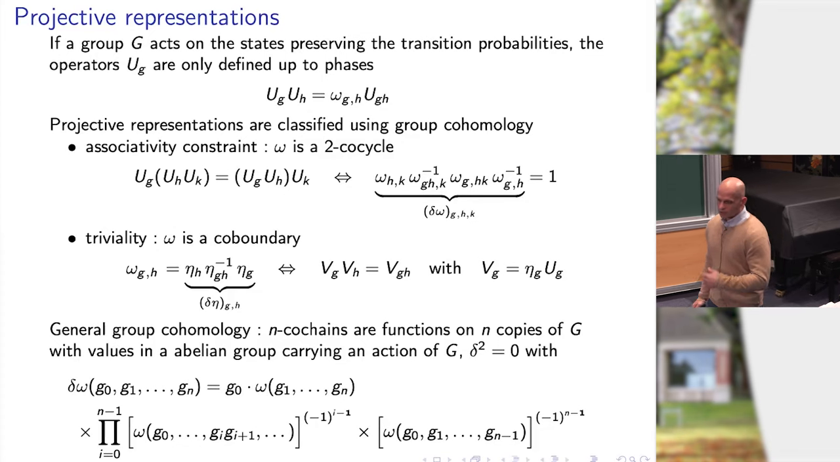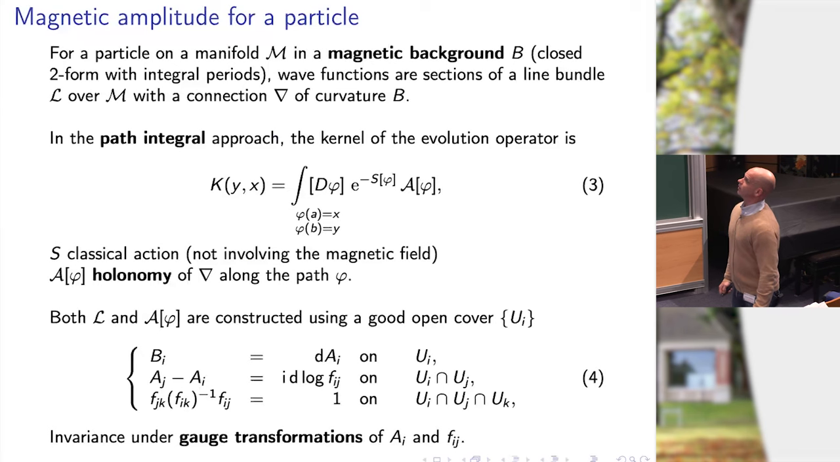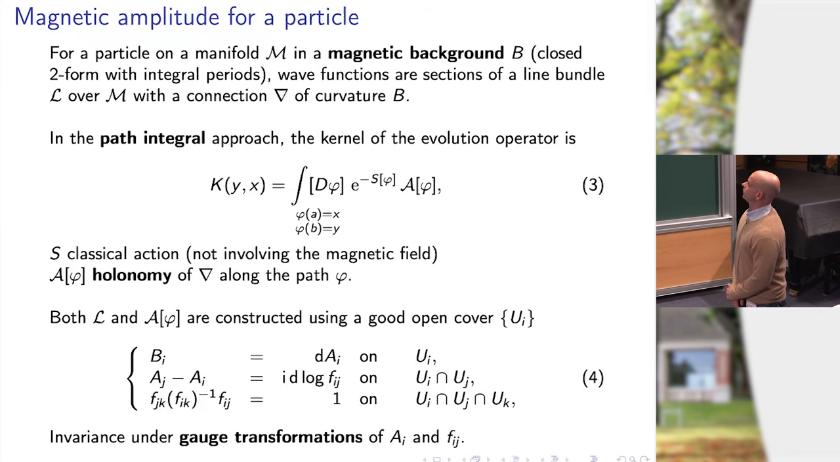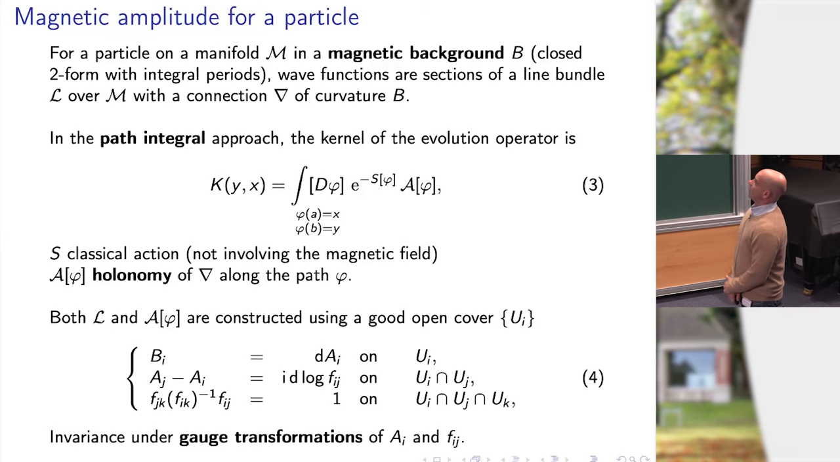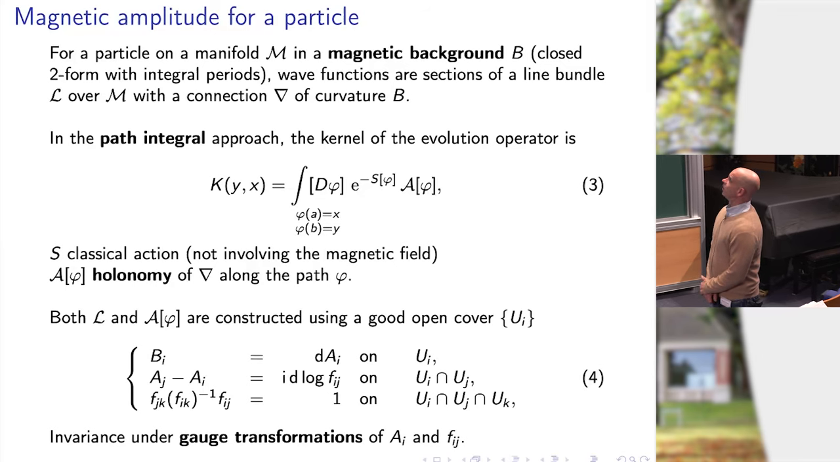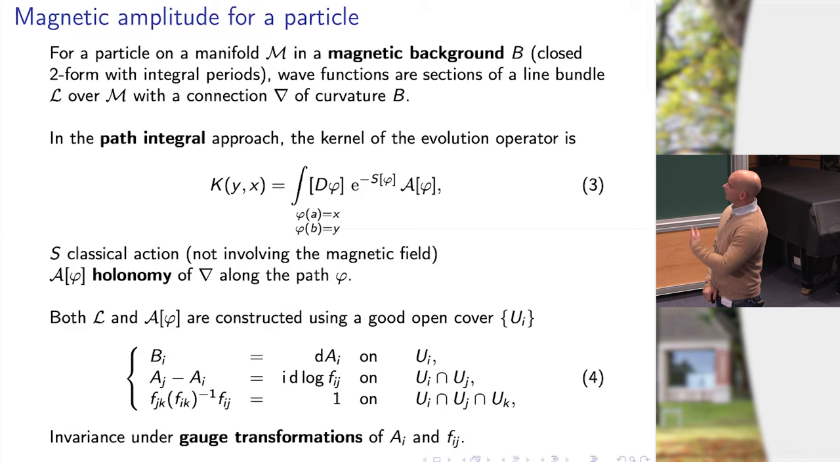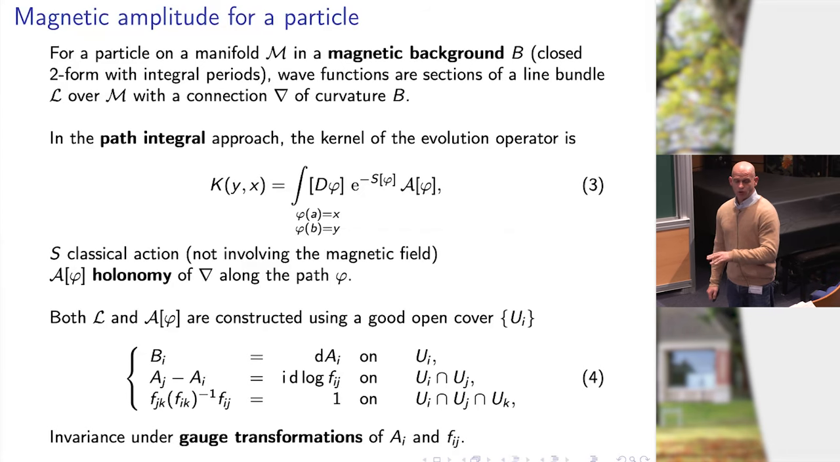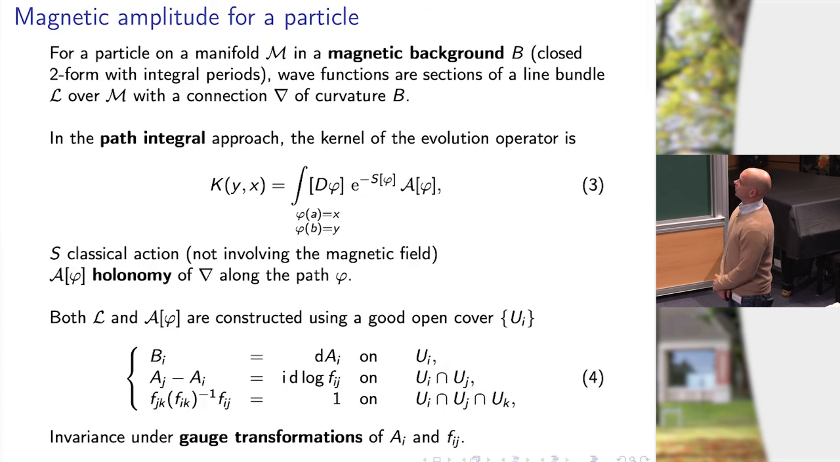Okay, so let's continue and consider a particle in a magnetic field. The particle is moving on the manifold M, and we assume that there is a magnetic background B, which is a closed two form defined on that manifold. We cannot take an arbitrary closed two form because we want to have a line bundle over that manifold whose connection nabla has curvature the given two form. So this constrains the two form to be in the integral cohomology class.